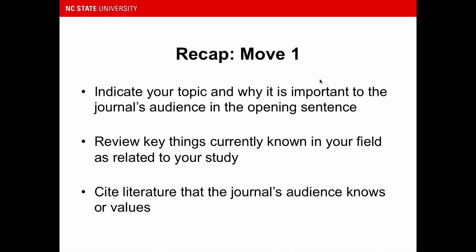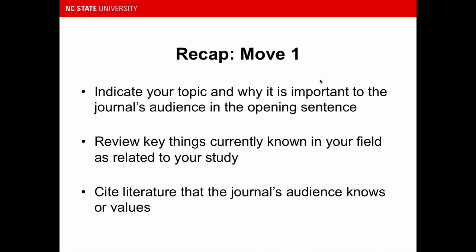What's critical here in terms of aiming for the journal is that you want to make sure you're including literature that the journal's audience would know or value. A tip that I give to the graduate students is that they might want to make sure to cite research from the journal that they're actually aiming for.